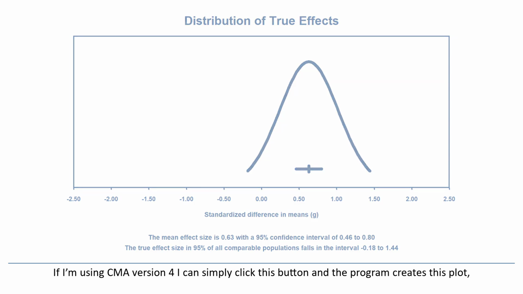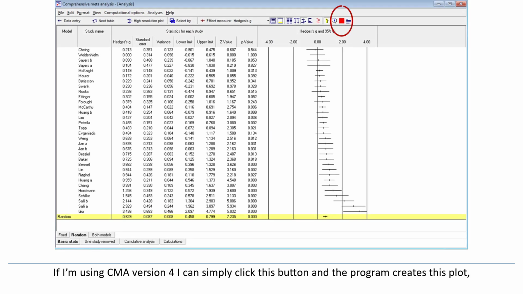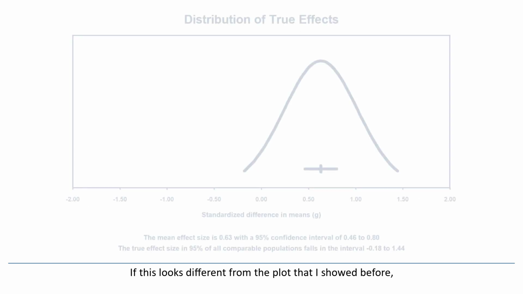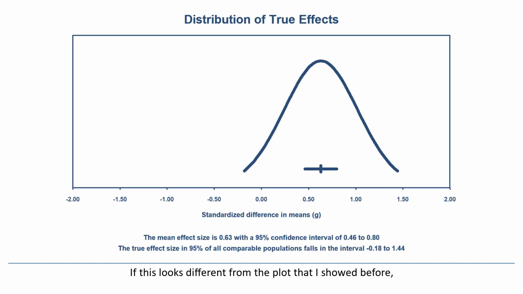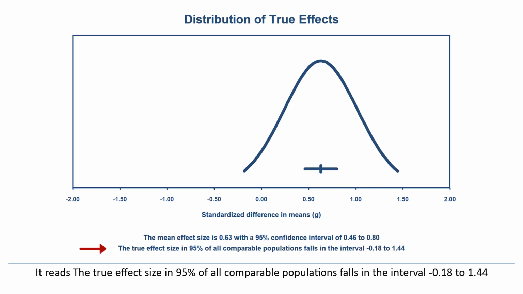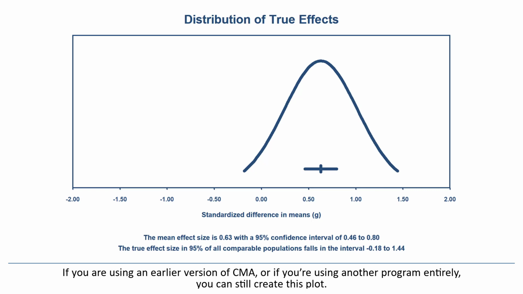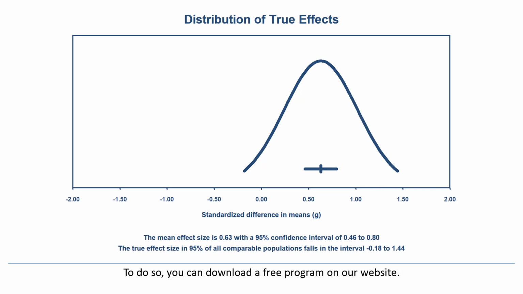If I'm using CMA version 4, I can simply click this button and the program creates this plot. If this looks different from the plot that I showed before, that's only because this plot is using a different scale. The caption reflects the information in the distribution. It reads, the true effect size in 95% of all comparable populations falls in the interval minus 0.18 to 1.44. If you're using an earlier version of CMA, or if you're using another program entirely, you can still create this plot. To do so, you can download a free program on our website.